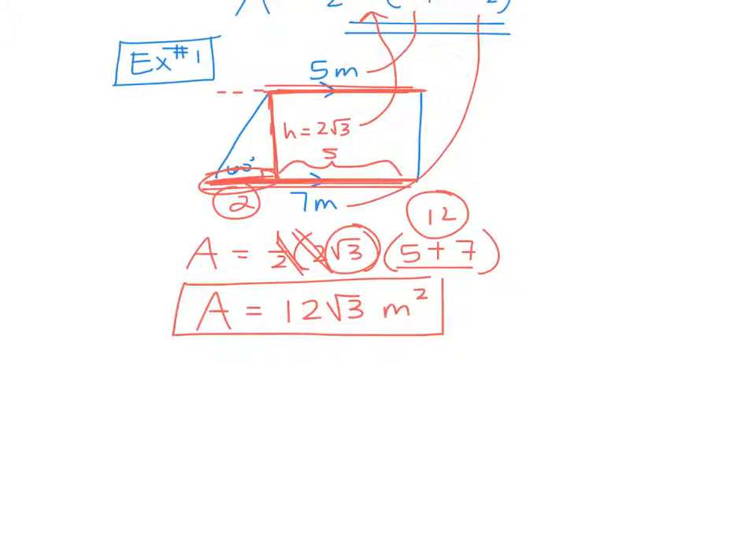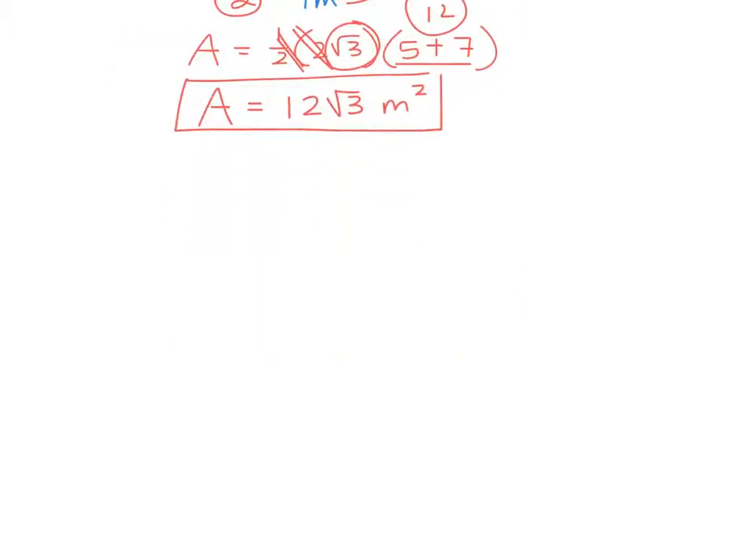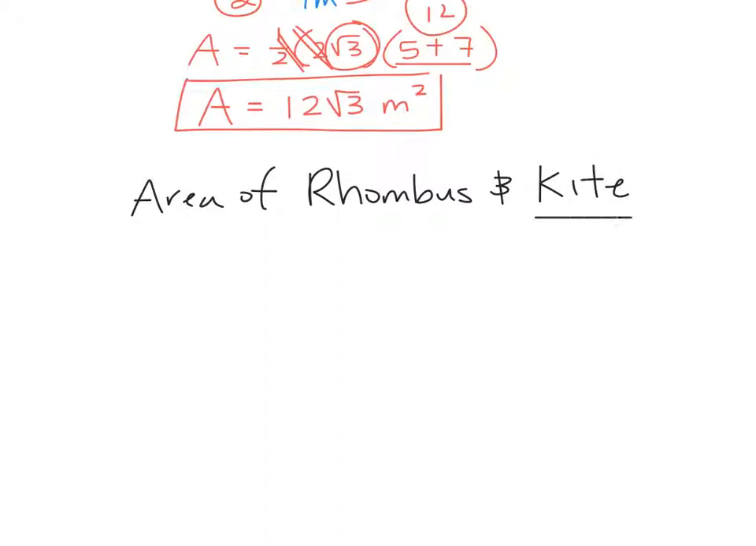Okay, make sure you're labeling units, okay? Don't forget about units. Okay, then we have the other area formula. So we did area of a rhombus and area of a kite, and those had the same formula. Do you remember what that formula was?